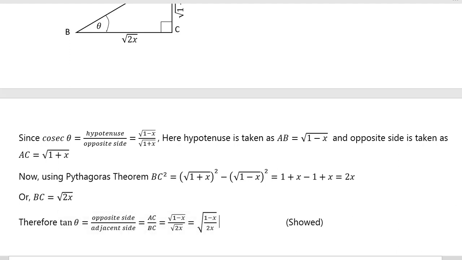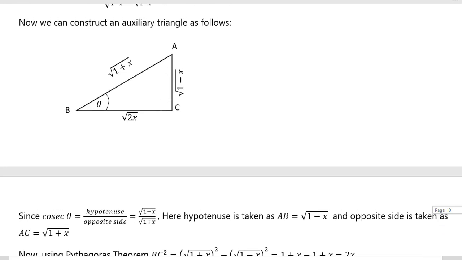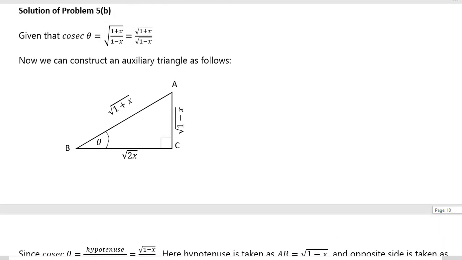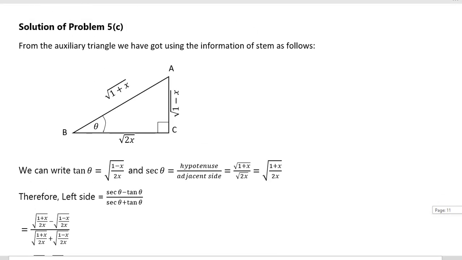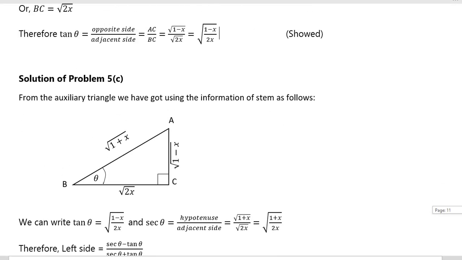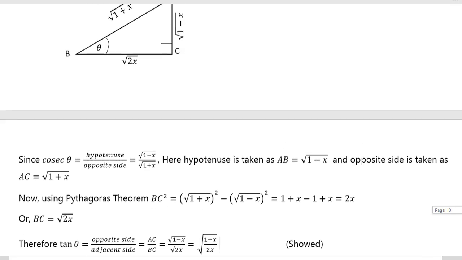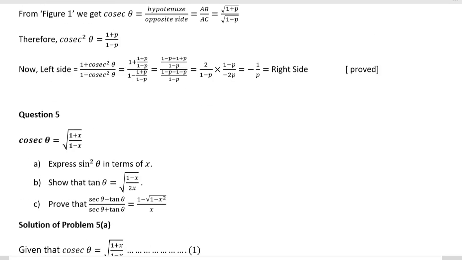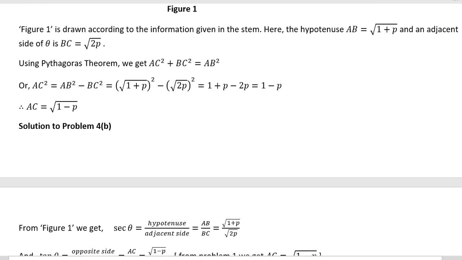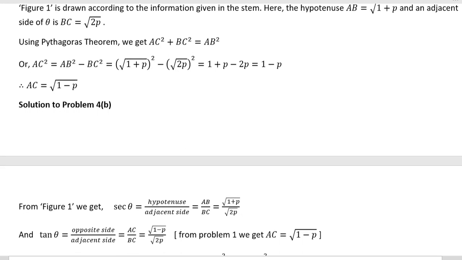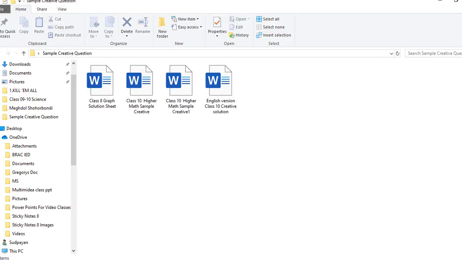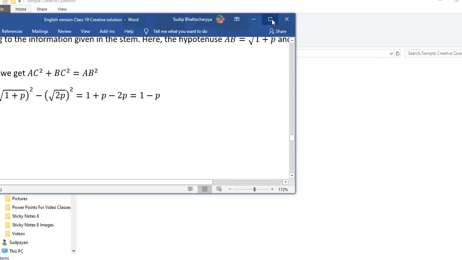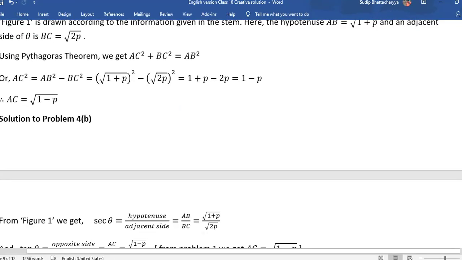So this is our solution to problem 5b. There is another method to solve this problem, but I personally prefer this kind of solution, because this solution leads you to go to the basics, that is, drawing a right angle triangle and then solving the problem.